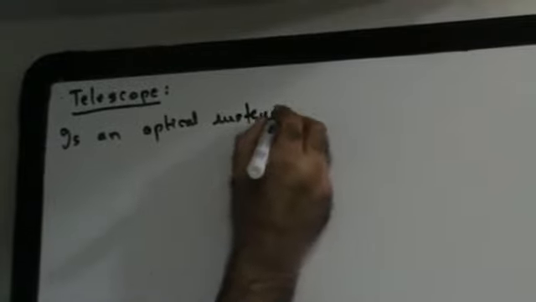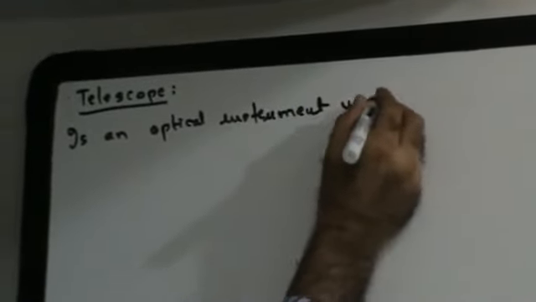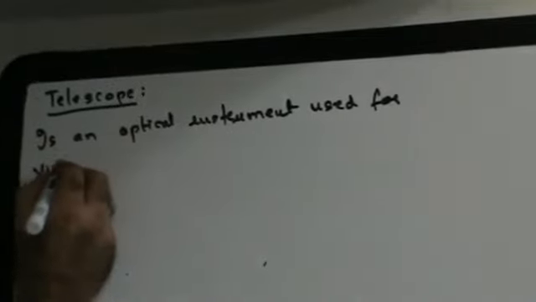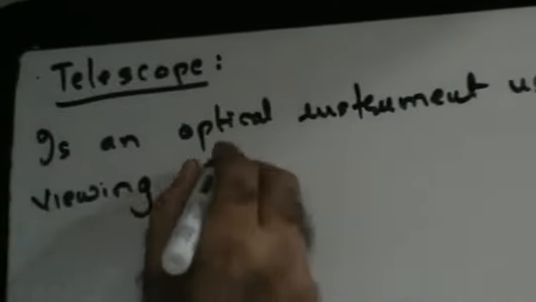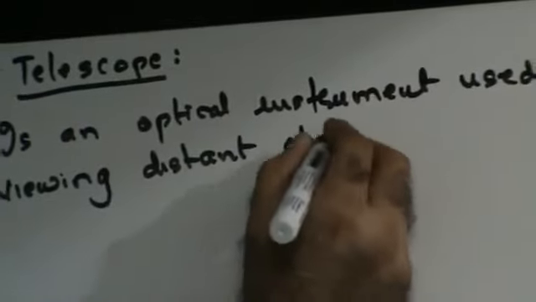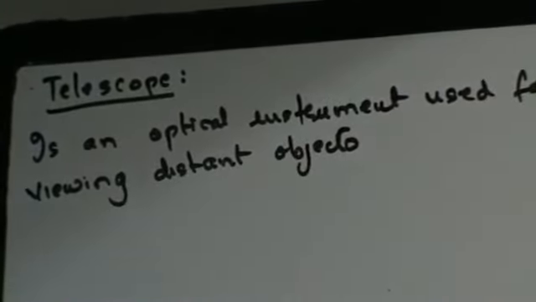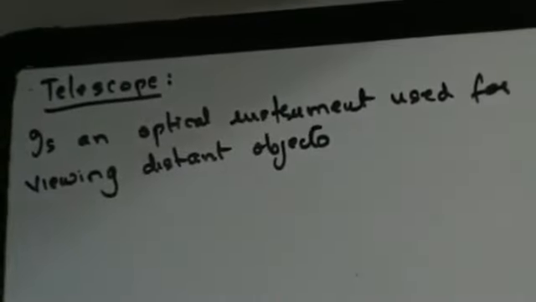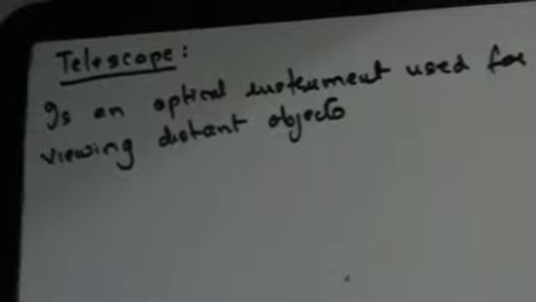Now, what do we understand by telescope? First of all, let's see this. What is a telescope? A telescope is an optical instrument which is used for viewing distant objects. Fine. Now, when we talk about telescope, there are two different types of telescopes that you have, right?